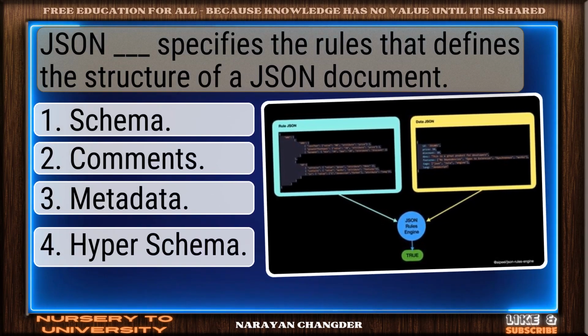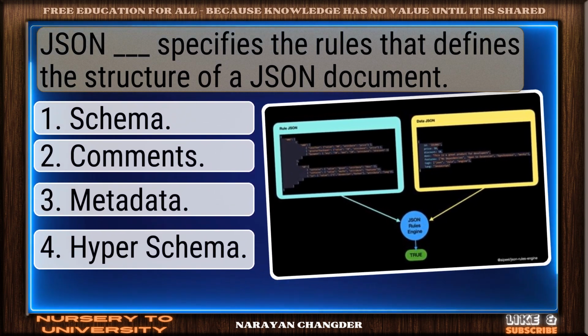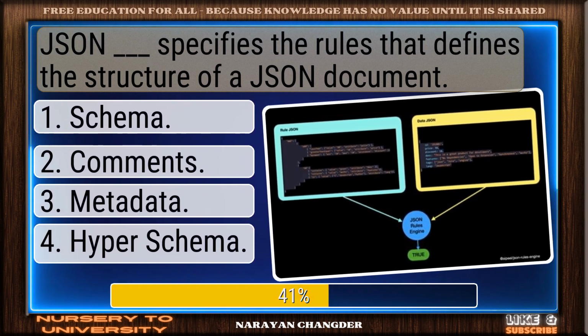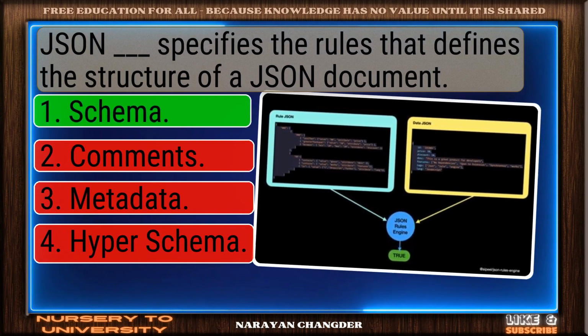Question number 9. JSON dash specifies the rules that define the structure of a JSON document. Smart pick. Schema is the correct choice.